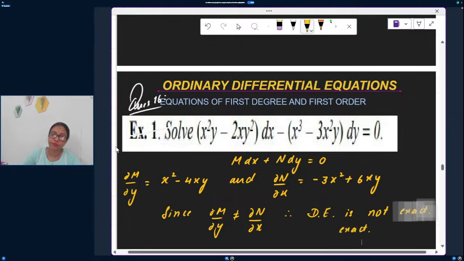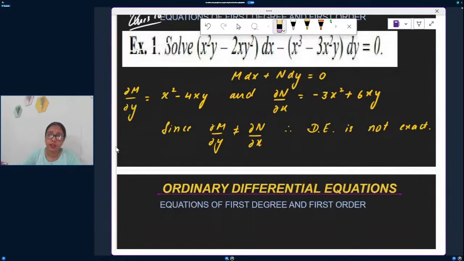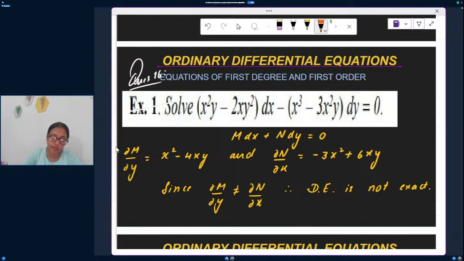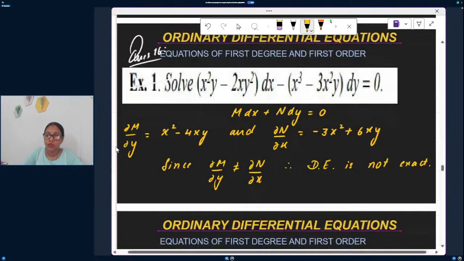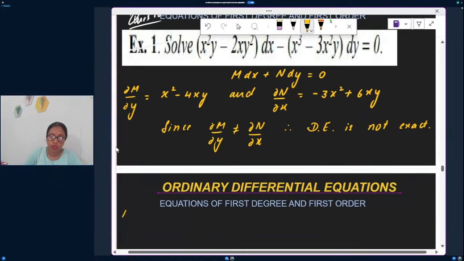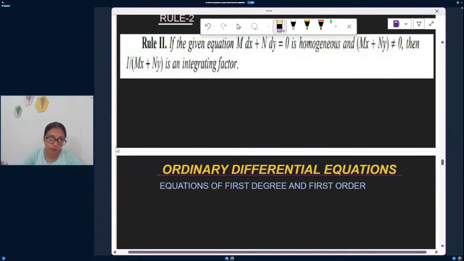Okay. Next, if it is not exact, then what I have to check is whether it is homogeneous. Homogeneous means you just check the index of every term in M and also in N. In M, the power of x is 2, the power of y is 1, so the index is 3. Same index is 3 here. So yes, it is homogeneous. Now for 1 by Mx plus Ny, if it is homogeneous, then you can first try this. This part is done. Check whether this is 0 or not.